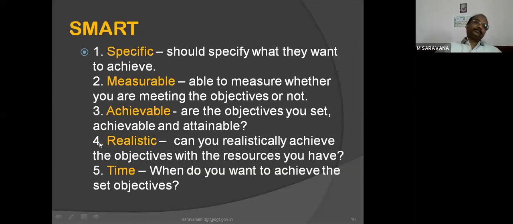For example, in the previous example we have seen, 40 words per minute. He will be able to type a document at 40 words per minute. That is achievable. If we write 80 words per minute, it's not possible. If we write 100 words per minute, that is not at all possible. So that is not realistic. We have to write the statement in a realistic manner. And time bound: 120 minutes or 100 minutes is not possible.